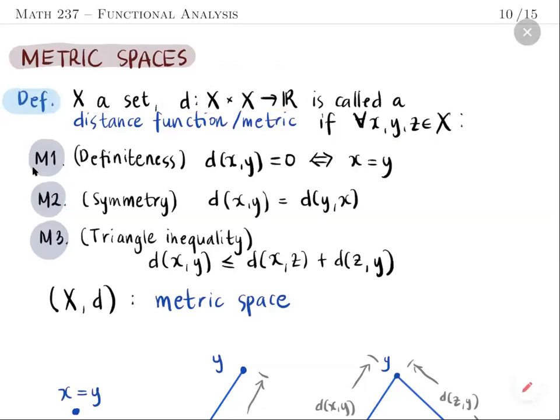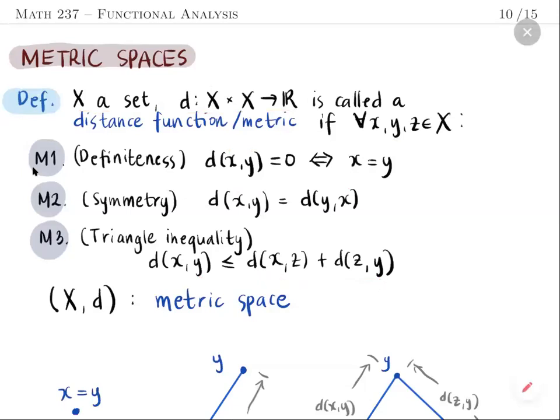The first one is what we call definiteness. So the distance from x to y will be 0 if and only if x is the same as y. The second property is symmetry, which tells us that the distance from x to y is the same as the distance from y to x. And finally, M3, the triangle inequality, tells us that the distance from x to y is less than or possibly equal to the distance from x to an intermediate point z plus the distance from that intermediate point to the second point y.